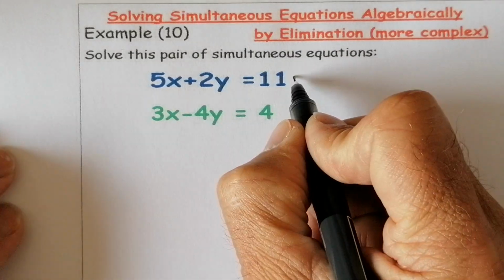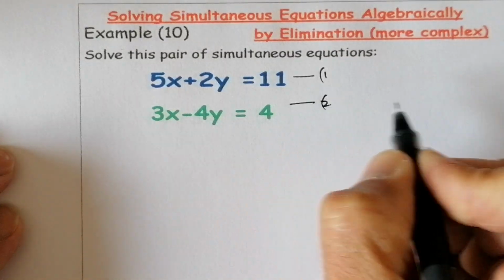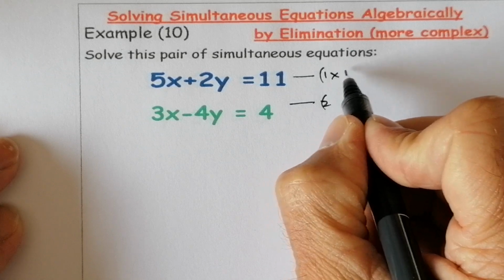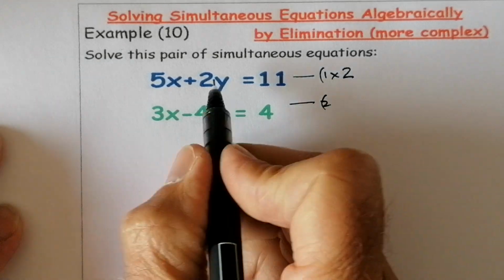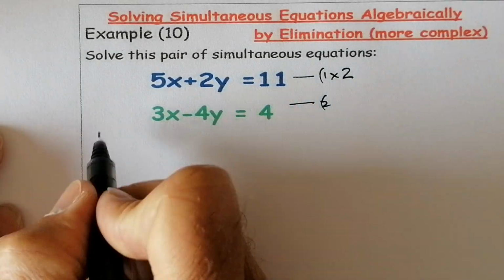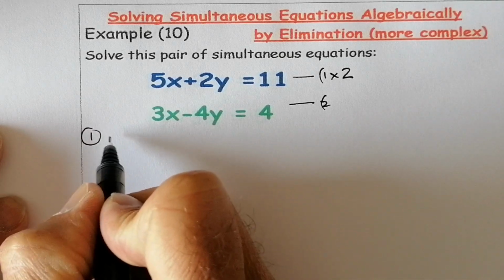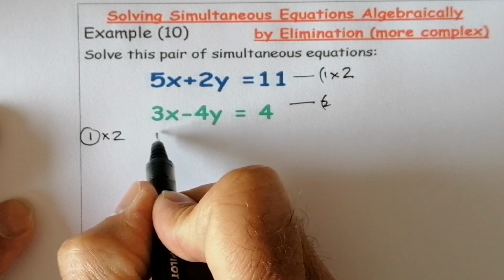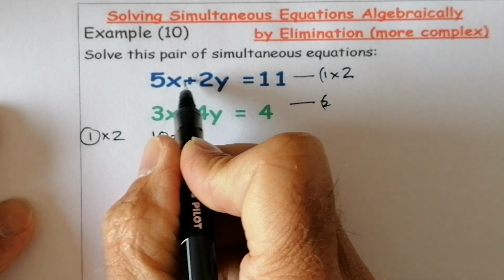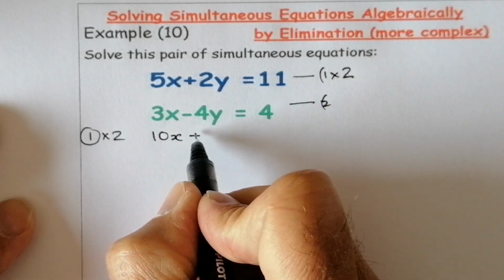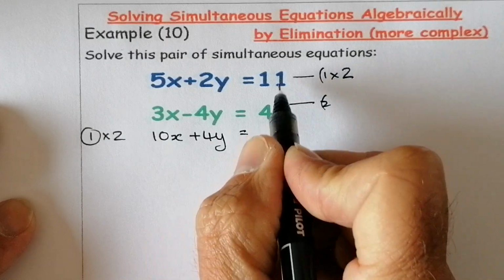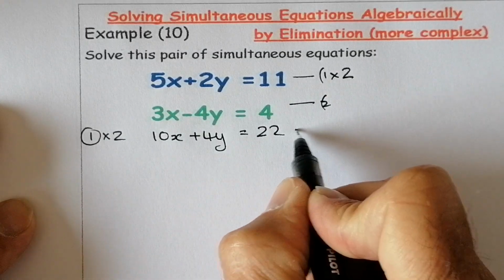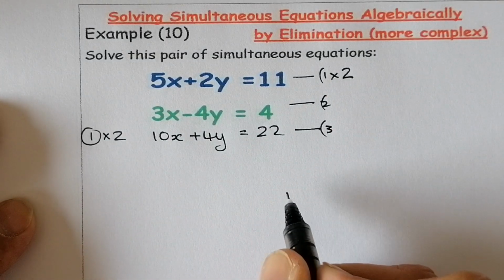Right, I'm going to do that. So that's equation 1, equation 2. So I'm going to multiply this equation here by 2 to allow me to get a 4 that's going to appear in here. So instruction, equation 1 times 2. So what we've got here is 10x, because I'm multiplying this equation, plus 4y is equal to 22. Everything gets multiplied. So that's my equation number 3.